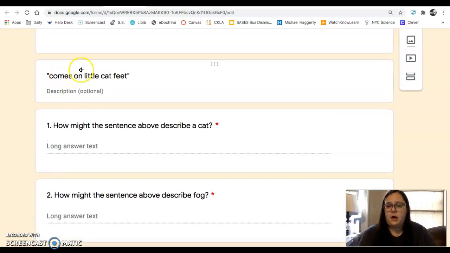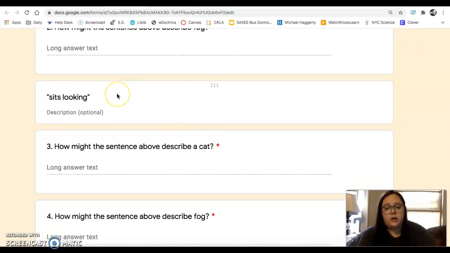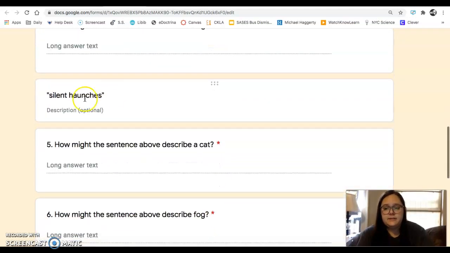So the first one is comes on little cat feet. So how does that describe a cat? How does that describe the fog? Sits looking. Silent haunches. Remember, haunches are the back legs of a cat, that big round part that they tend to sit on.